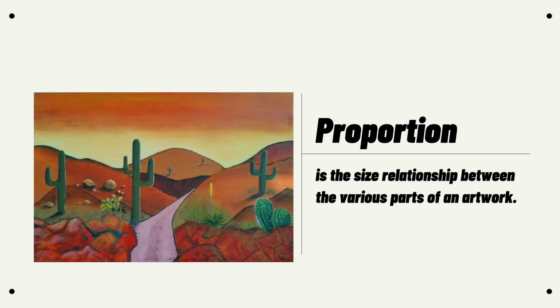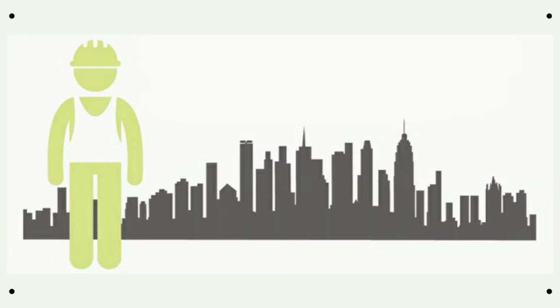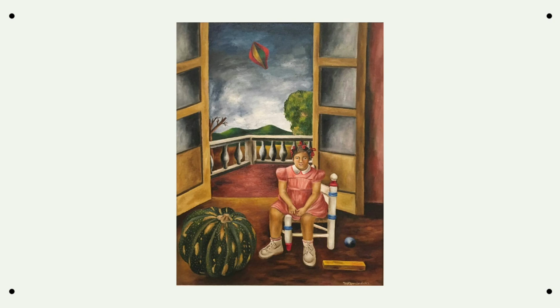Proportion is the size relationship between the various parts of an artwork. Artists can use scale and proportion to create sensations such as depth, realism, disorientation, and drama. In this image, the human figure is scaled to appear larger than the city skyline. The proportions could indicate depth of perspective or could symbolize the relationship of laborers in building a city. In this example, the artist manipulates the individual proportions of the child as well as creates varying size relationships between the objects in the painting and the child to create meaning in the artwork.